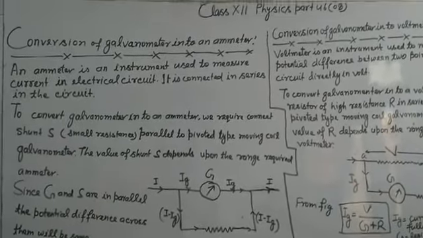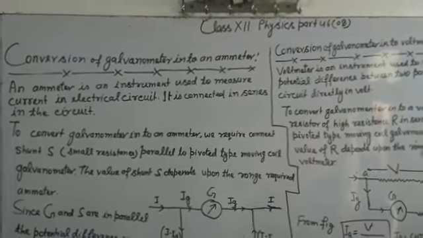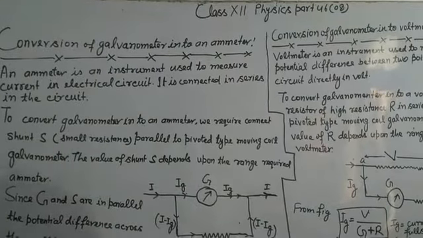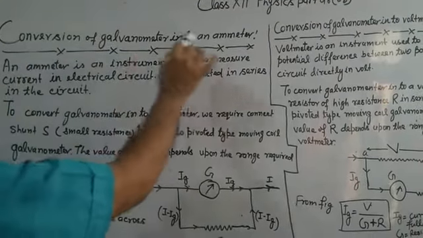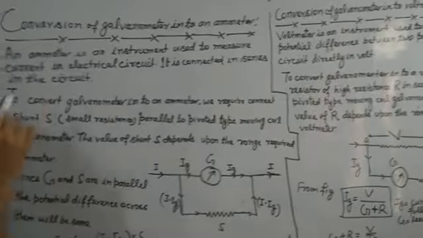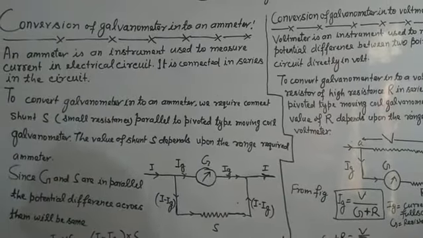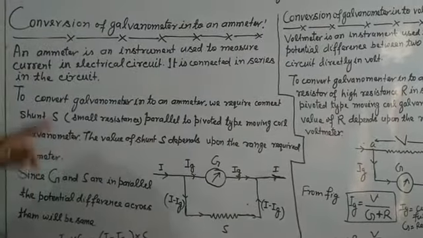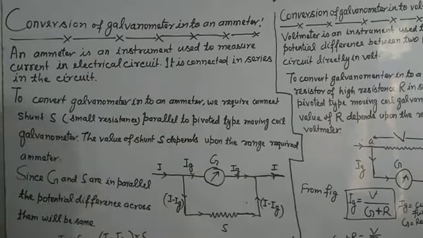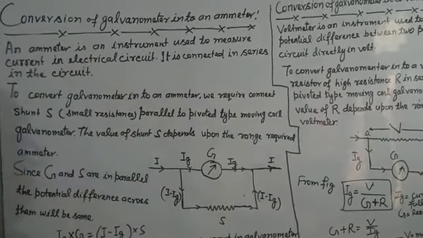I am going to discuss today the conversion of a galvanometer into an ammeter. An ammeter is an instrument used to measure electric current in an electric circuit. It is always connected in series in the circuit.